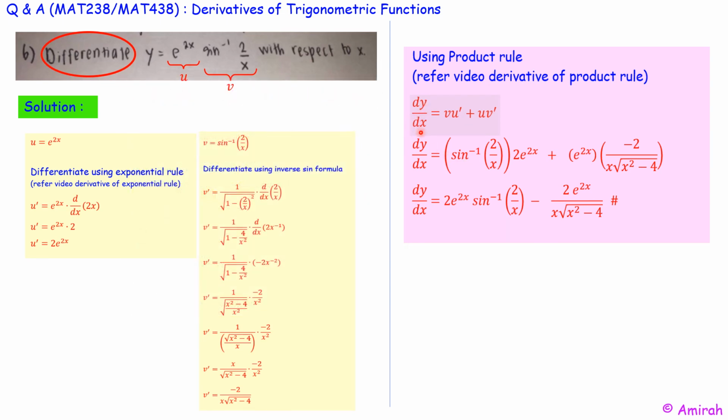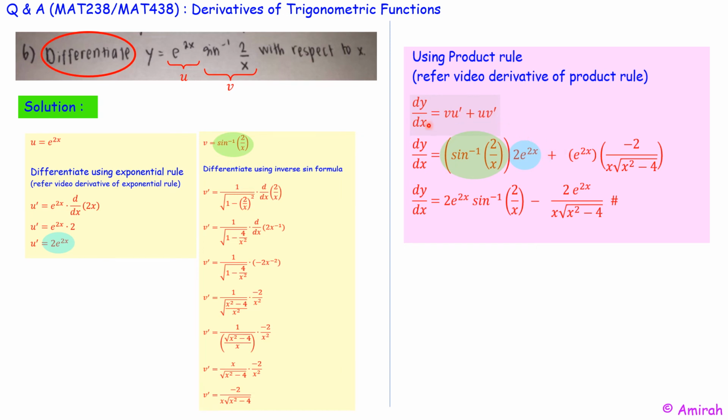Okay, from dy over dx equals to vu prime plus uv prime. So kita darabkan v dengan u prime, okay? This is v, okay? So, kita masukkan dekat sini. Okay, kita punya V. And then, this is U prime. So, this is our U prime. Kita masukkan dekat sini. Alright. V times U prime. And then, plus.